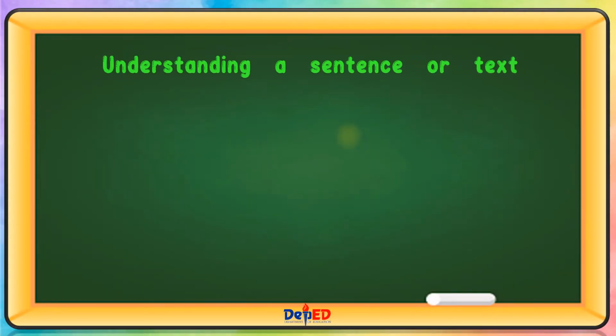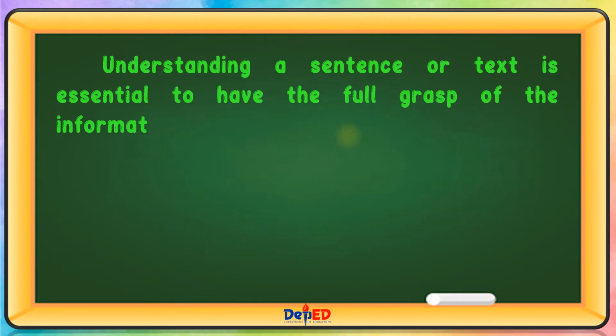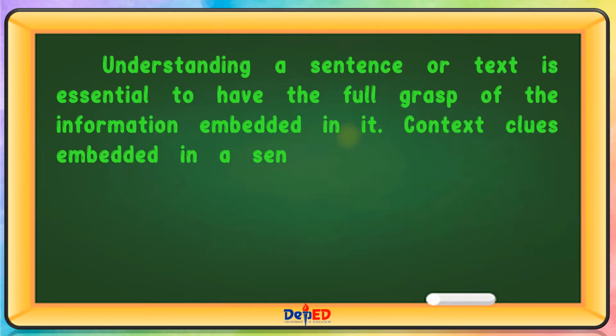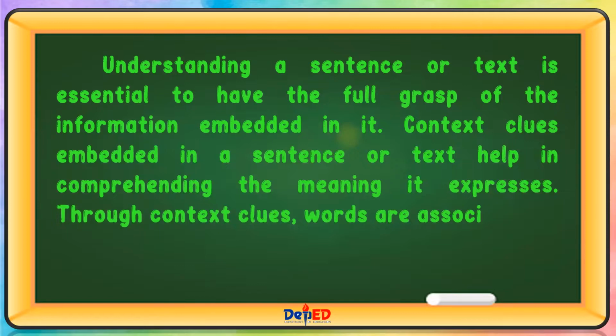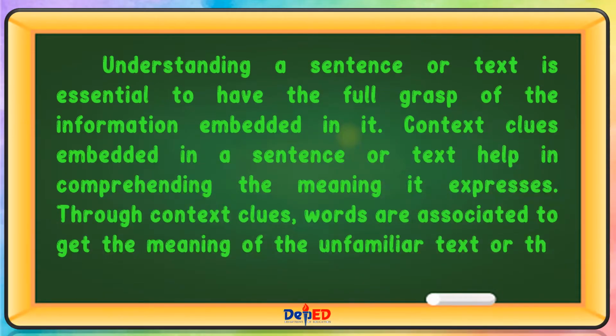Understanding a sentence or text is essential to have the full grasp of the information embedded in it. Context clues embedded in a sentence or text help in comprehending the meaning it expresses. Through context clues, words are associated to get the meaning of the unfamiliar text or the whole statement.